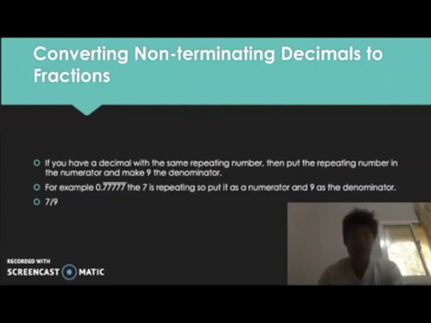When you do 7 over 9, you will see that the decimal will be 0.77 repeating. This trick can only be used if the number that is repeating is the same. So this would not work, for example, for a decimal like 0.636363. It only works when the repeating number, the non-terminating decimals, are all the same. For example, 0.66666 or 0.3333333.